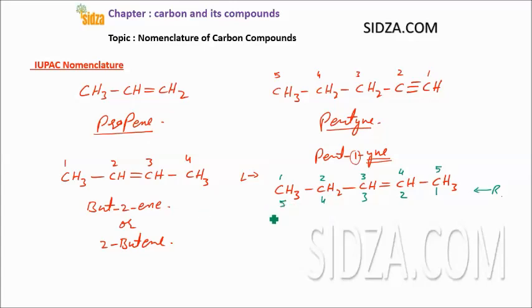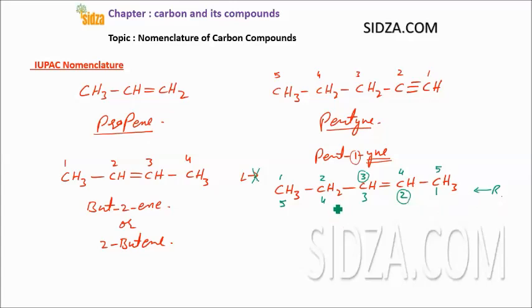Which one is correct? Left side numbering or the right side numbering? The left side numbering is wrong. Why? Because here the functional group, the double bond, gets the value 3. Right side numbering, it gets a 2. So the numbering is correct where the double bond gets the least number.